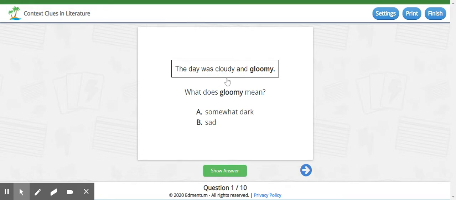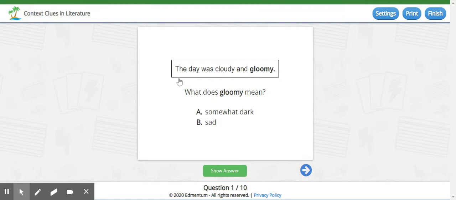So let's read the sentence in the rectangle together. The day was cloudy and gloomy. The question says, what does gloomy mean? You have two options. A, somewhat dark, and B, sad. Like I told you before, most of the time in the text you can substitute the answer for the bold print word and it will still make sense. So let's substitute A first.